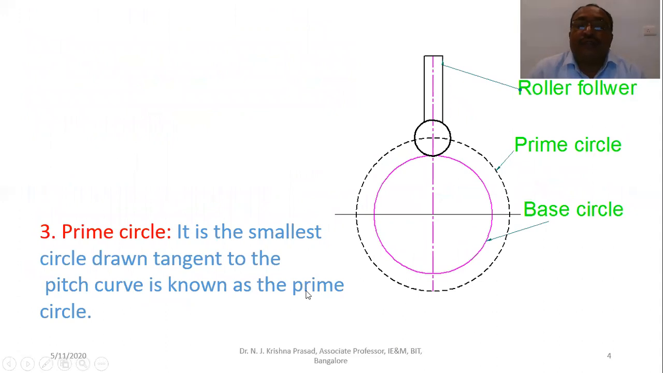And then after this, you draw a prime circle. You take the radius of the base circle plus the radius of the roller, and draw a prime circle. So the prime circle is the smallest circle drawn tangent to the pitch curve.